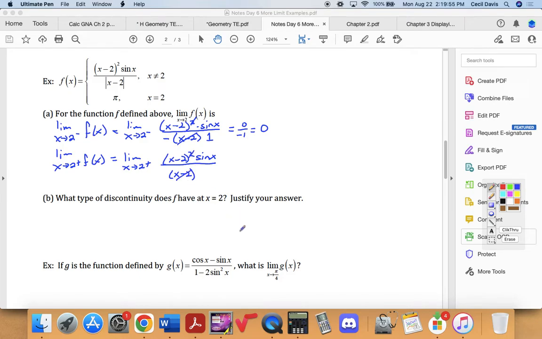Again, I can cancel those. As x goes to 2, that's going to be 0 times the sine of 2, which is 0. Over on bottom, we're left with a positive 1. And this happens to work out because both of the numerators were 0. So the limit as x approaches 2 of f of x is 0.